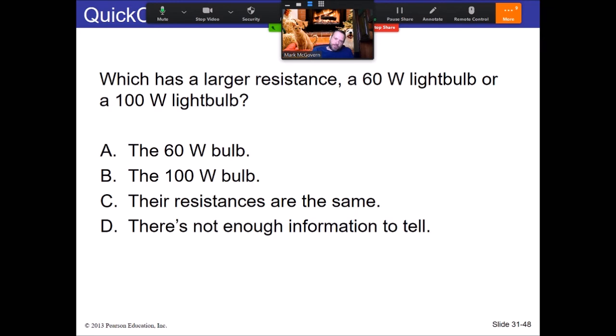Now, there is an assumption here. The assumption is you plug it into basically the same outlet, so your delta V is the same. Just to be clear, it's a light bulb.